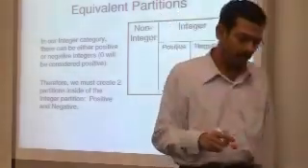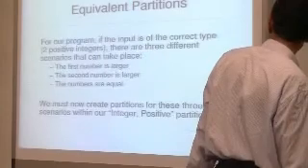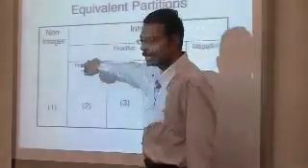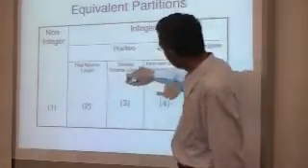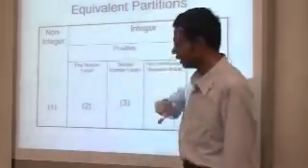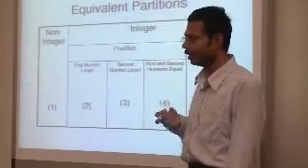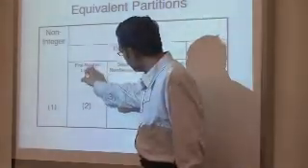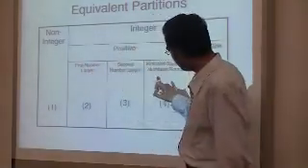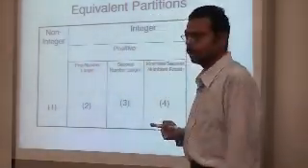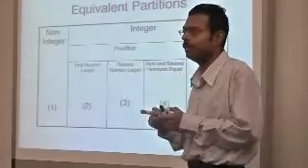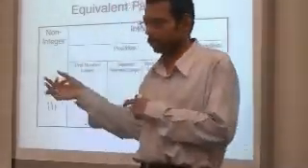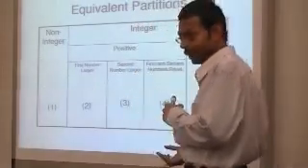Then within positive integers, we have three situations. The first is larger than the second, both are the same, and then second is larger than the first. So there are three possibilities, right? Both the integers are positive, and the first is larger than the second, second is larger than the first, and both are equal. So we have 5 possible kinds of inputs. That's what we call 5 kinds of partitions, or different types of test cases.